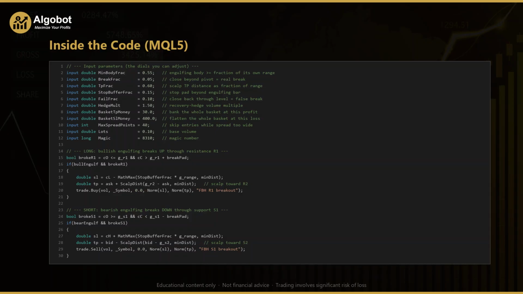Notice both sides use the same scalp dist helper to cap the target to a fraction of the day's range, and both place their stop a structural buffer beyond the engulfing candle. It's a clean, symmetrical design, the same idea applied long and short. This walkthrough is purely to explain how the code reads, not a recommendation to trade.